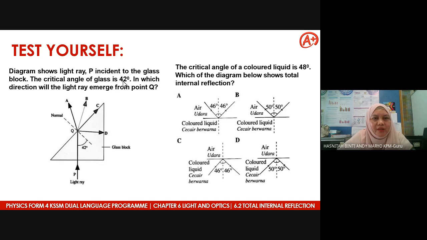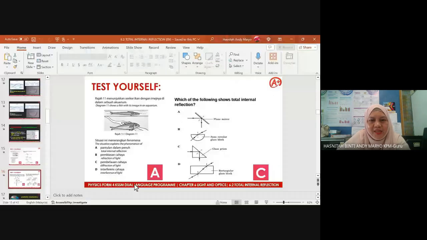So what happens to the angle of refraction? Will it go to A, B, C, or D? Okay, question number 3. What do you say? The clue is I is now 42 degrees, equal to C. So what happens when I equals C, students?